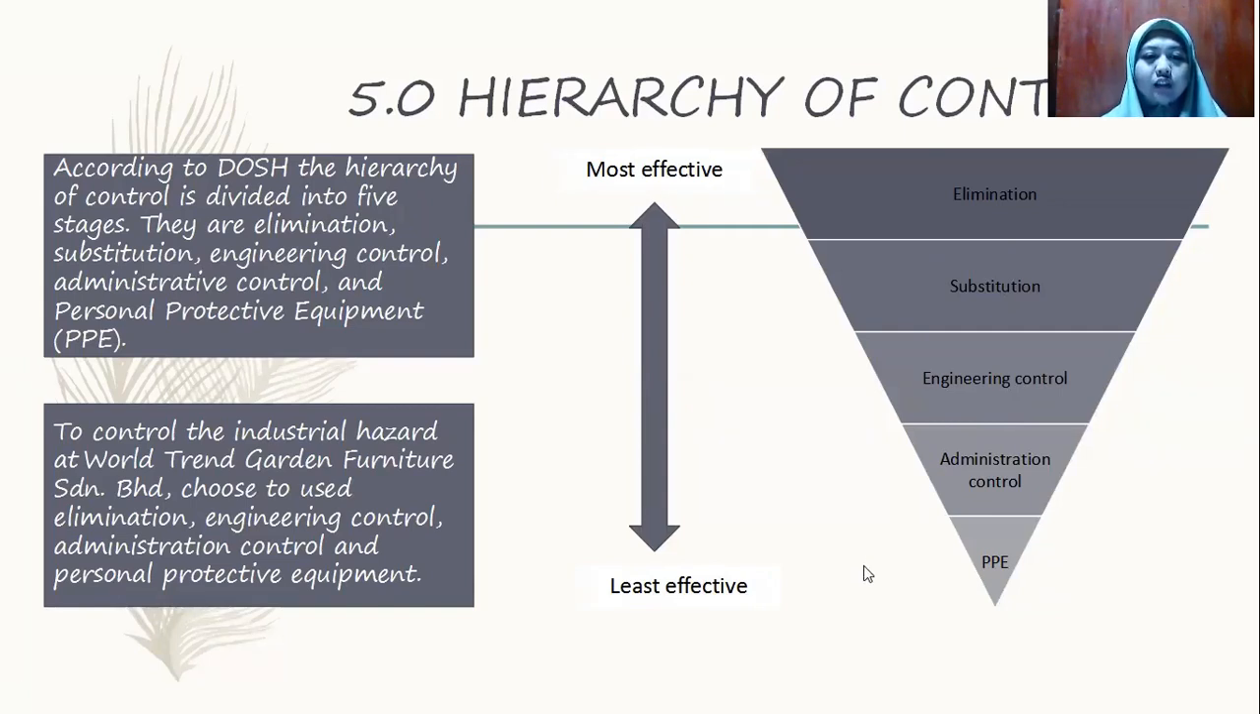To control the industrial hazards that we have highlighted in hierarchy form, at Trend Garden Furniture Sdn Bhd, we choose to use elimination, engineering control, administration control, and personal protective equipment to overcome all the hazards towards the workers at this workplace.